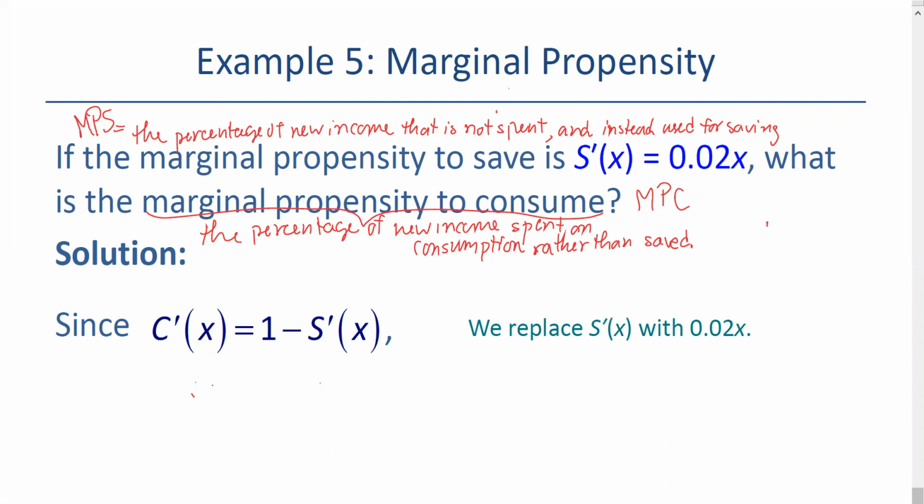The sum of C prime(x) and S prime(x) equals 1. That means the portion to save and the portion to spend as a percent equals 100%. So C prime(x) equals 1 minus S prime(x), which means the marginal propensity to consume is 1 minus the marginal propensity to save, which is S prime(x). In this case, C prime(x) equals 1 minus 0.02x.